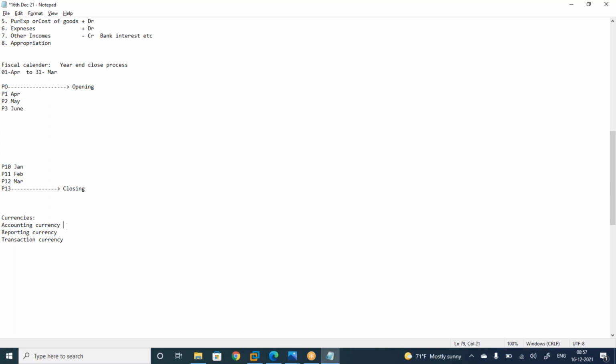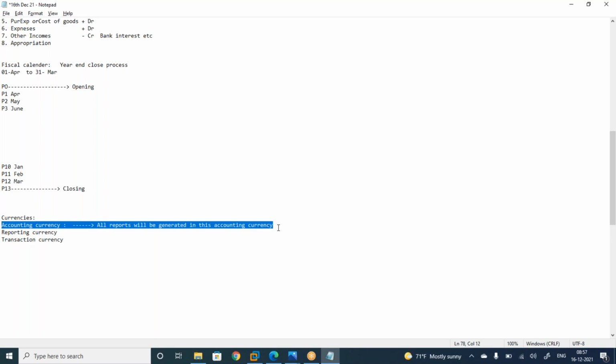So accounting currency means, remember, all the reports will be generated in accounting currency, not in the reporting currency. People will get confused by looking at this. Reporting currency means reports will be generated? No, all the reports will be generated in accounting currency.